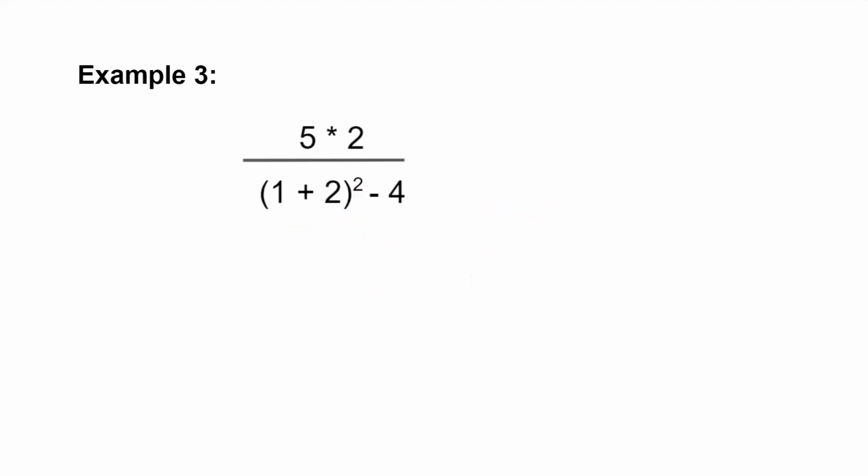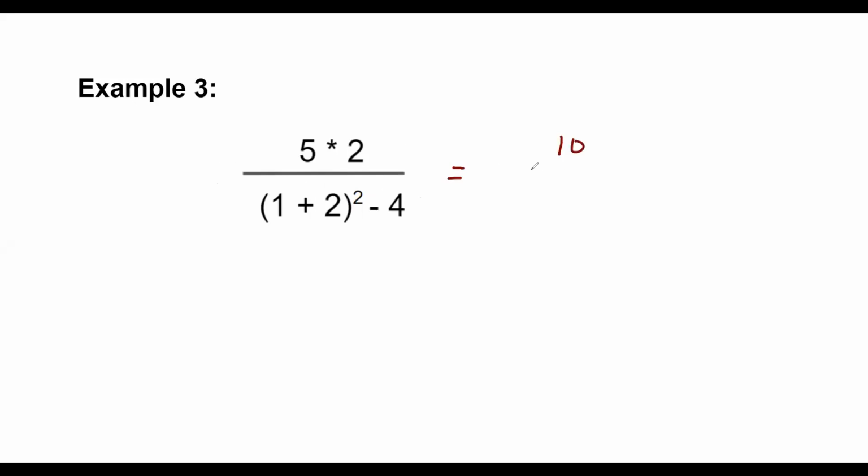One more example. This one looks like a fraction, and it is a fraction. We want to remember that a fraction like this is just division. The fraction bar is just like division. So we want to do everything on the top side of that fraction bar first, everything on the bottom side second, and when we're all done simplifying the top and the bottom, then we can look at using the division. 5 times 2 is 10. That simplifies the top.